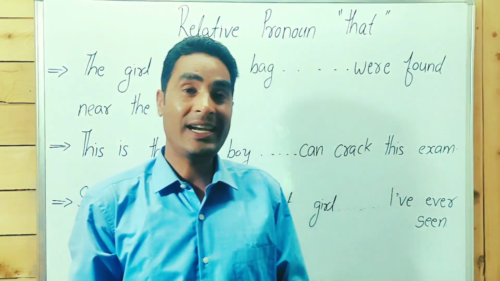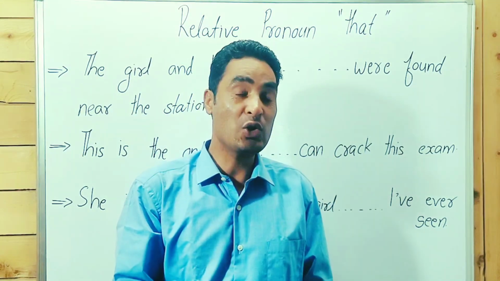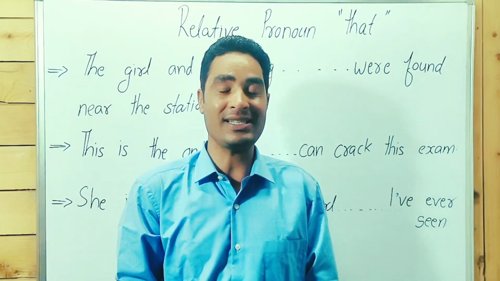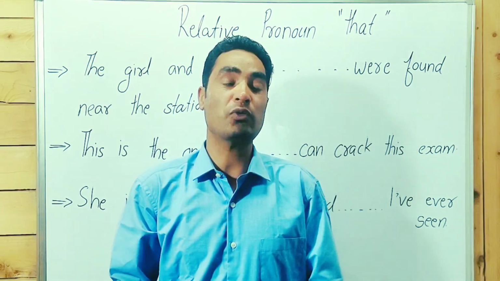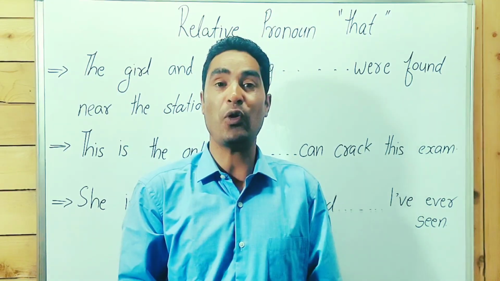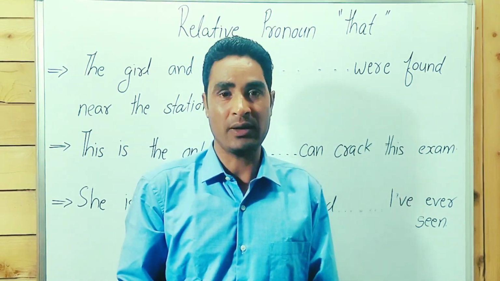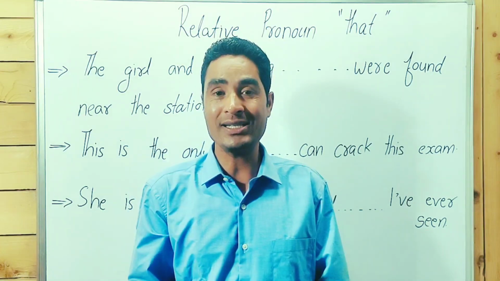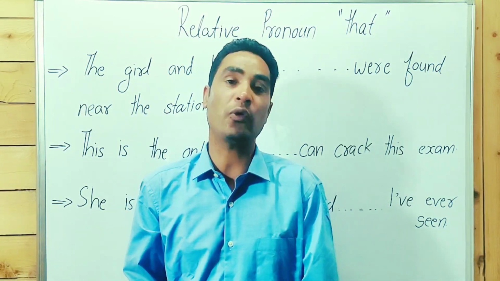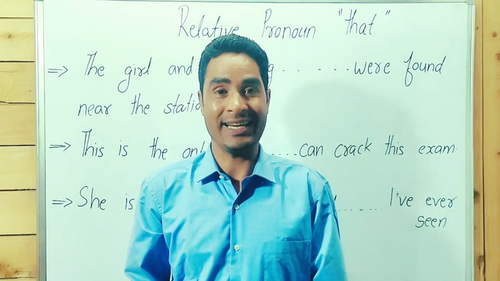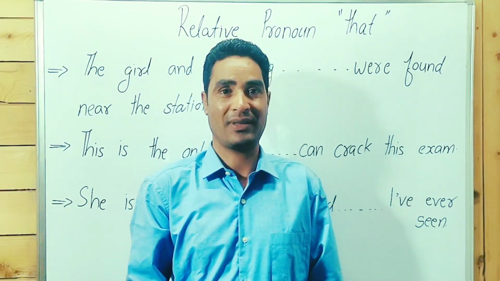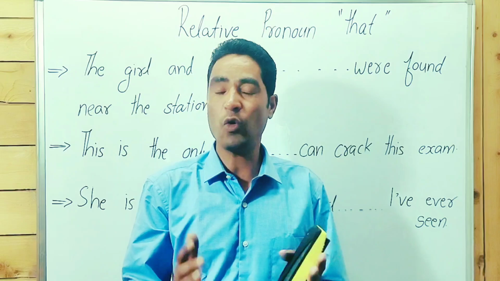As you know, relative pronoun who is used for human beings in the subjective case, whom is used for human beings in the objective case, and whose is used for human beings to show possession. Which is used for non-human beings and human beings both: when we talk about selection and choice we use which for human beings as well, and otherwise which is used for animals, objects and things. I hope you know each and everything if you have watched the previous videos.